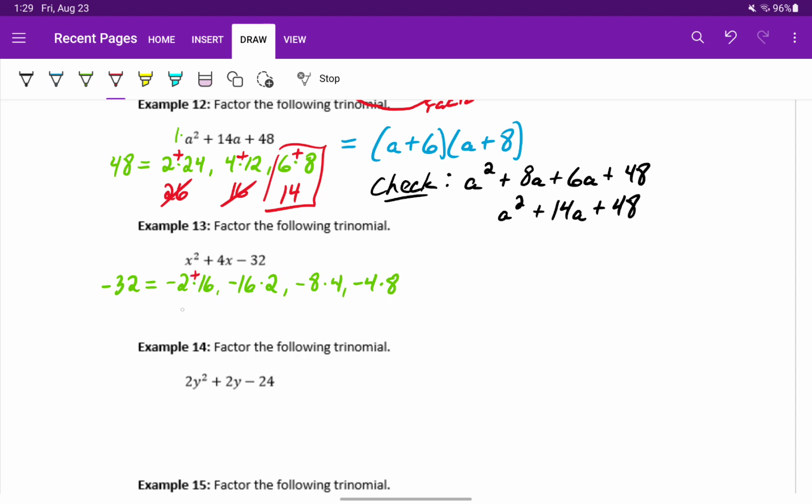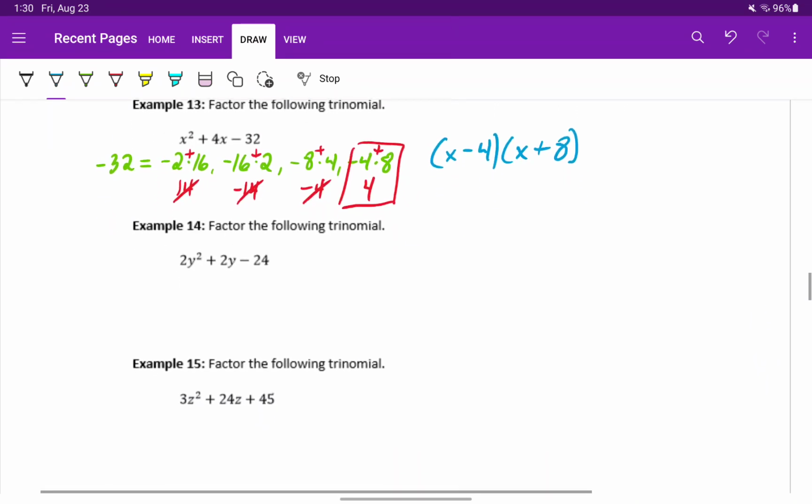In this case, negative 2 and 16 will give us 14, which is not what we're after. Negative 16 and 2 we'll get negative 14, which is not what we're after. Negative 8 plus 4 will give us negative 4, which is not what we're after, but negative 4 plus 8 will give us positive 4. So that's the pair that we want. Those two values multiply together to equal that constant at the end and add together to give us that term in the middle. So our factored expression in this case would be x minus 4 times x plus 8, which again, we could check by expanding that back out.